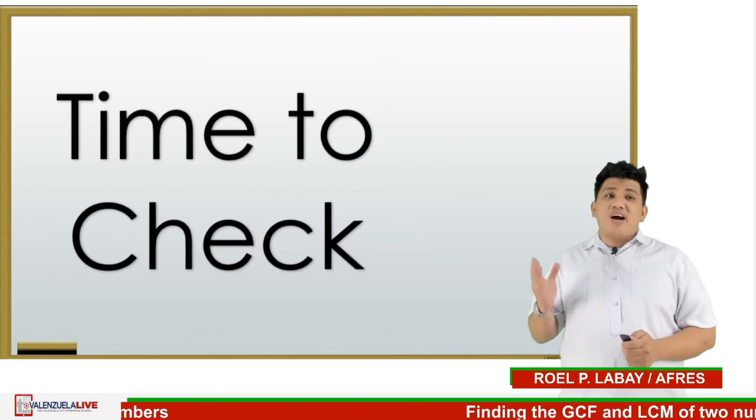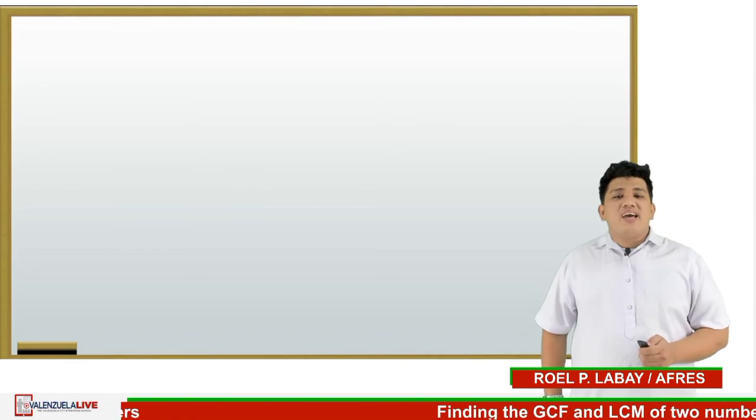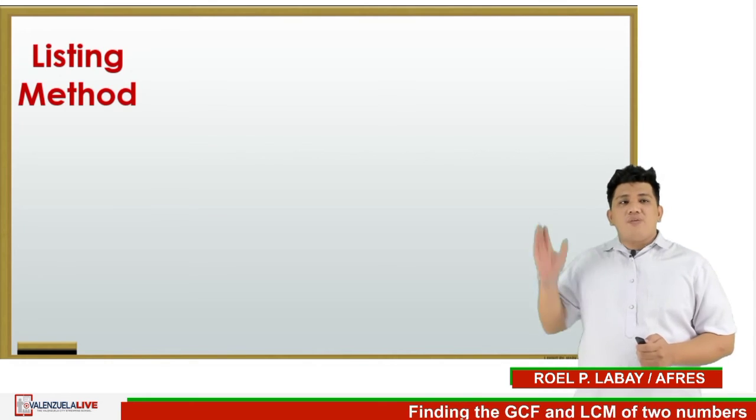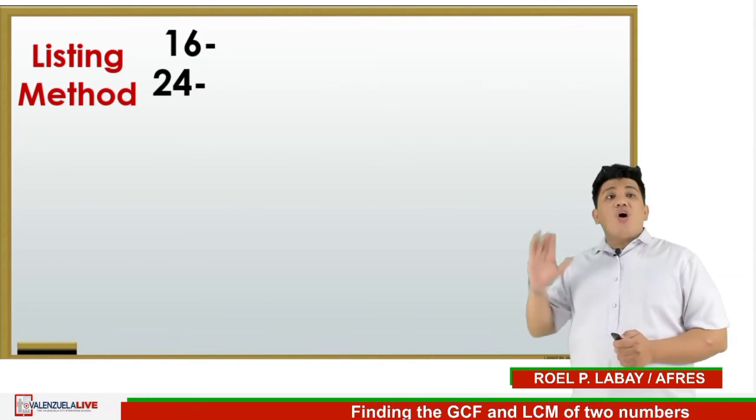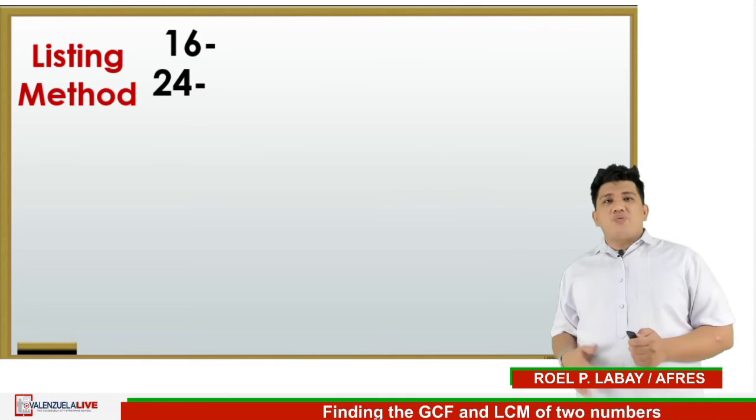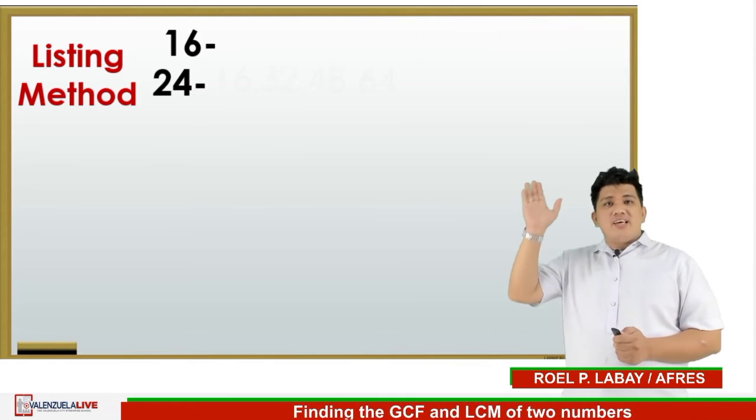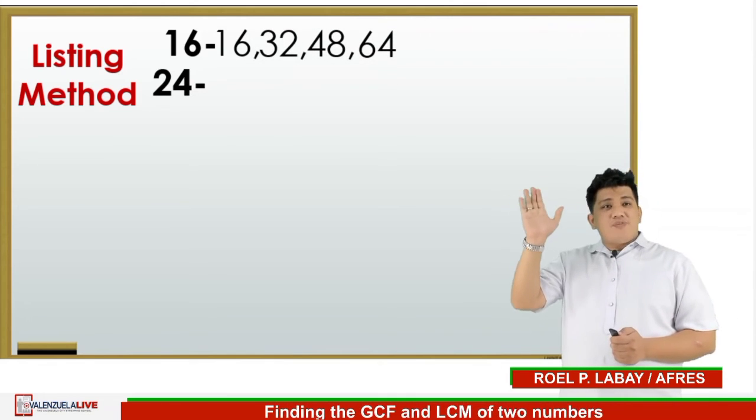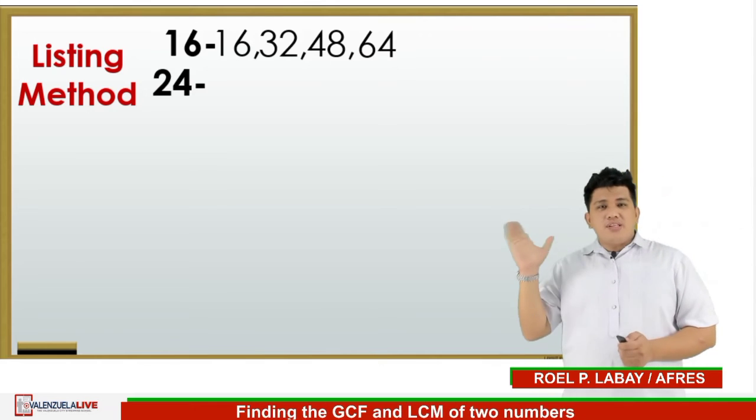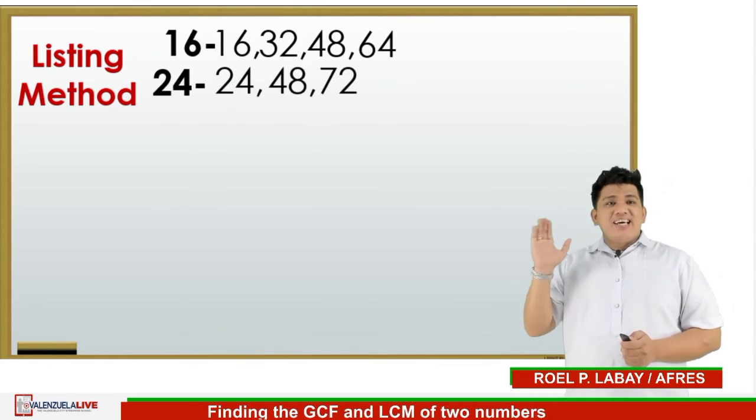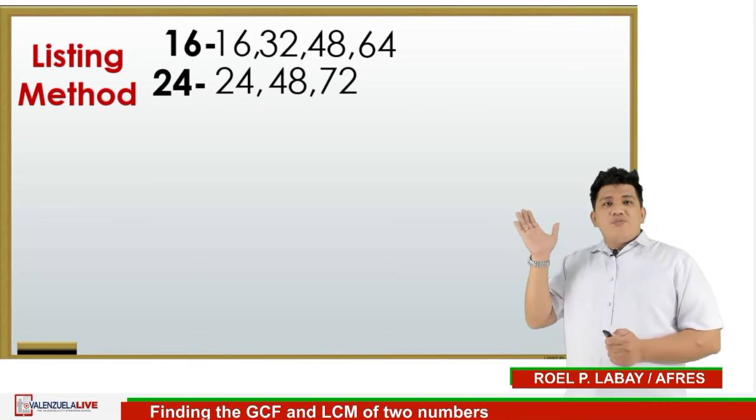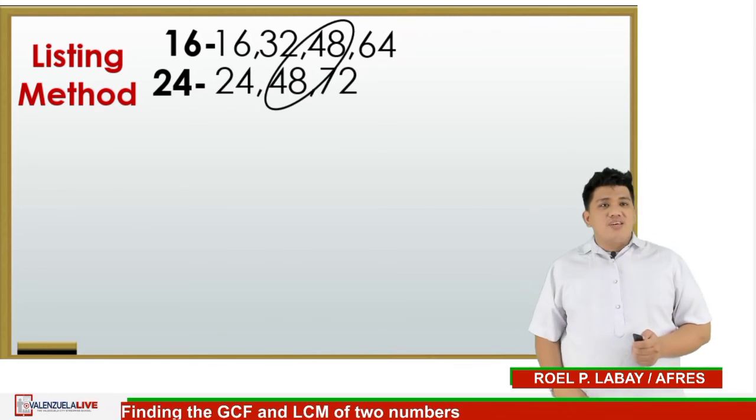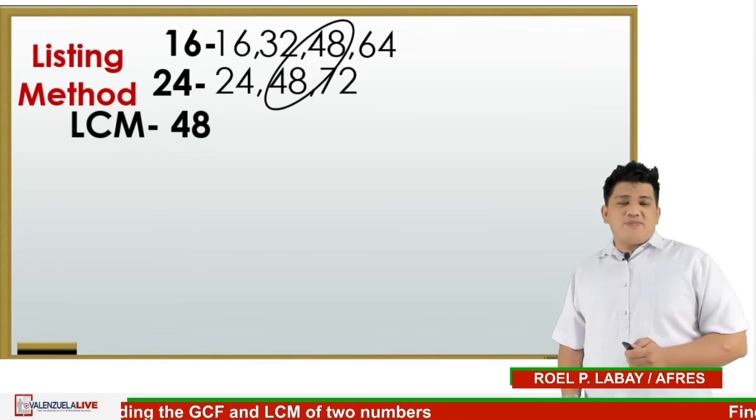So we were asked to find the LCM of 16 and 24. Now, first, we will use the listing method, 16 and 24. We list down all the multiples of 16 and 24. So we will skip count by 16. We have 16, 32, 48, 64, and so on and so forth. How about 24? We have 24, 48, 72. So we have here a common multiple, which is 48, and that is also the least common multiple.